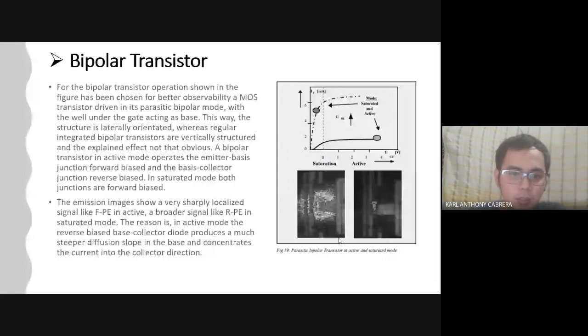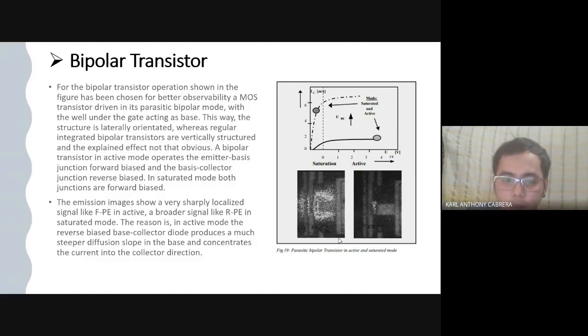Next is the bipolar transistor. For the bipolar transistor, the operation shown in the figure has been chosen for better observability. A MOS transistor is driven in its parasitic bipolar mode, with the well under the gate acting as base. This way, the structure is laterally orientated, whereas regular integrated bipolar transistors are vertically structured, and the explained effect is not that obvious.